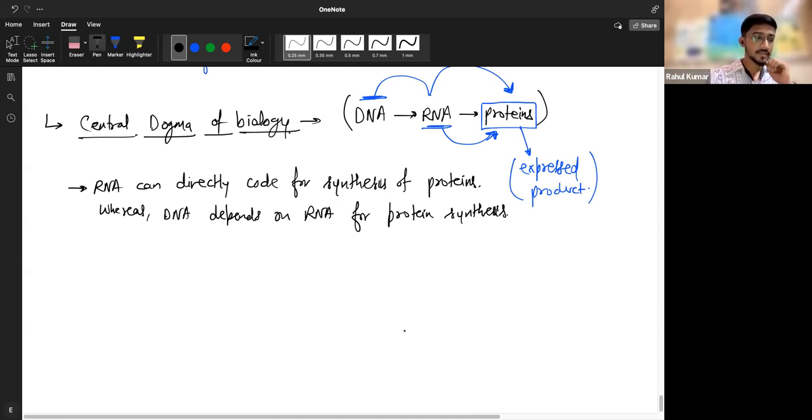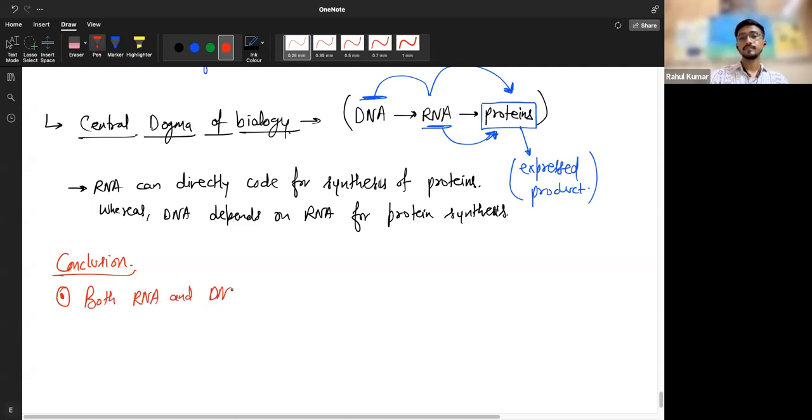So if I summarize in one line, then I can say that both DNA and RNA can act as genetic material, right? Yes. So this is the conclusion in one line. So both RNA and DNA can serve or function as genetic material.